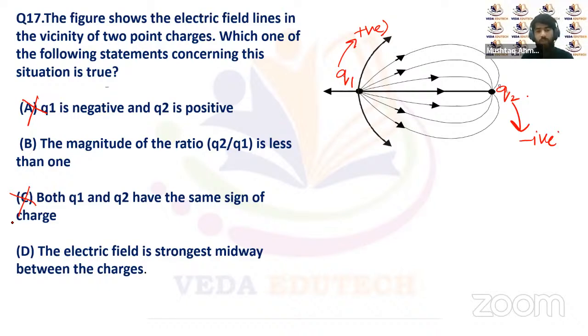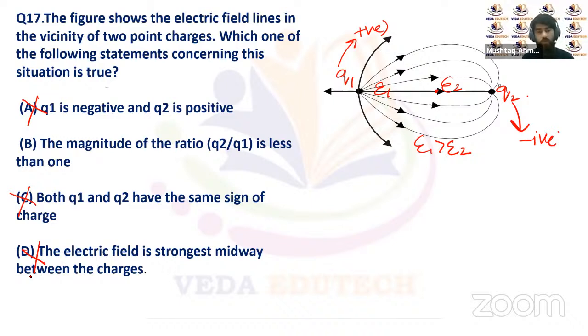Now talking about option D, the electric field is strongest midway between the charges. You can see that at the middle point, the density of the electric field lines is less, and the density at this point is more. So the electric field will actually be more at this point, not at the middle. E1 will be greater than E2. The field will not be strongest midway because the field line density is less at the midpoint. Field line density is actually more near the charge Q1.